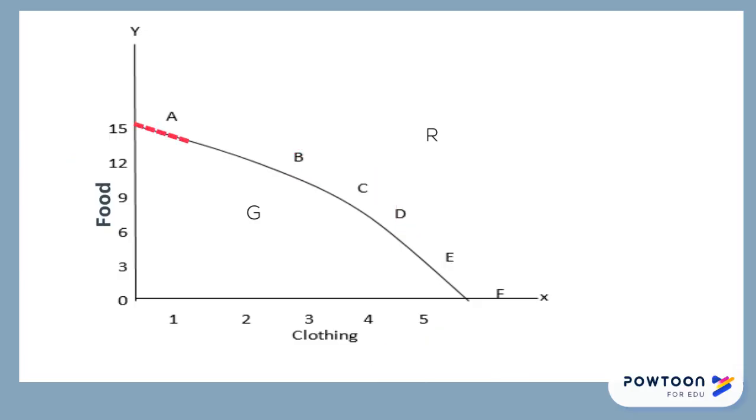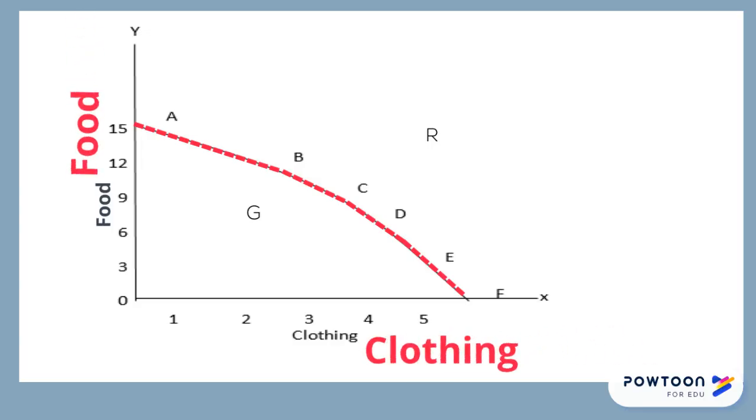By joining all the points by a smooth curve, we have a production possibility frontier. The curve shows the boundary of choice along which a society can choose to substitute clothing for food, assuming a given state of technology and a given total of resources.